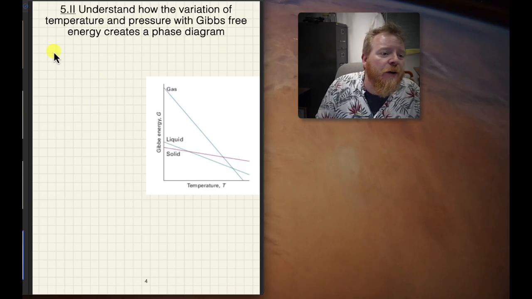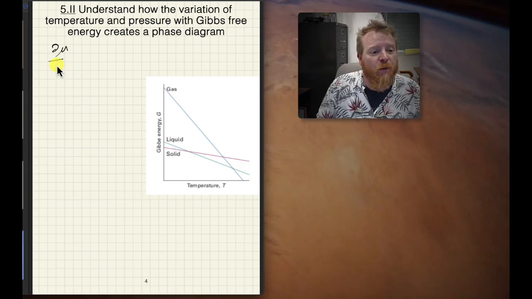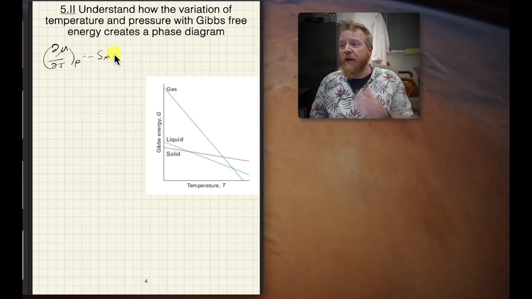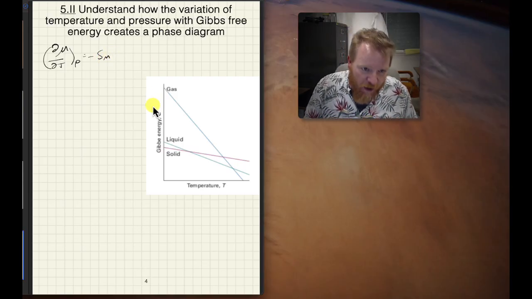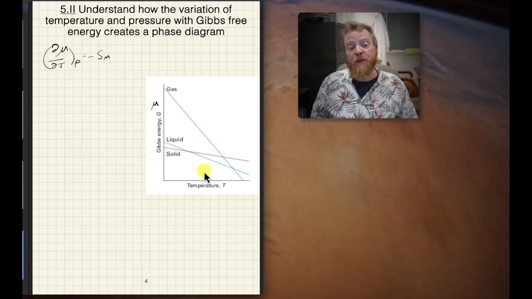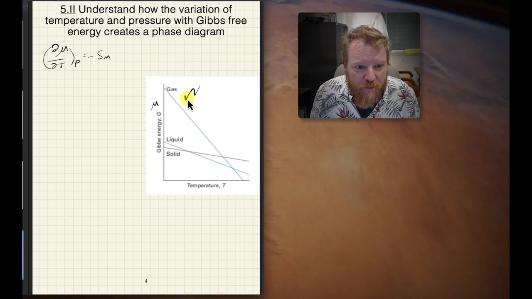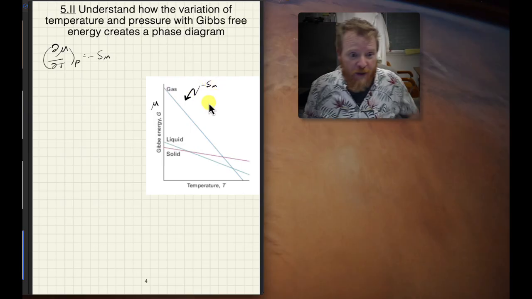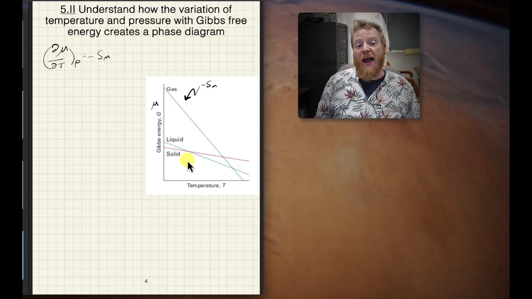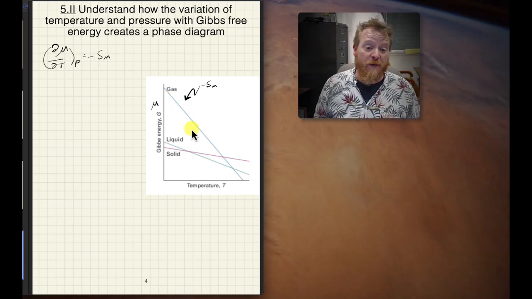So as a reminder, we can now say the partial of chemical potential with respect to the partial of temperature at constant pressure equals negative molar entropy. Thus, a graph of chemical potential versus temperature will yield a straight line with a negative slope, and the slope of that line is the molar entropy. So now we can see we have this plotted for three different phases.